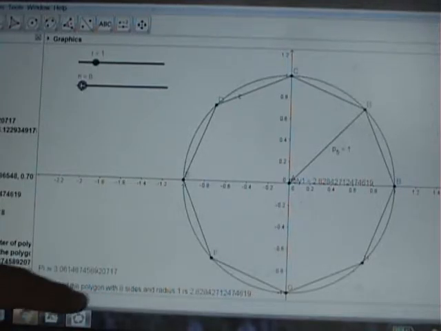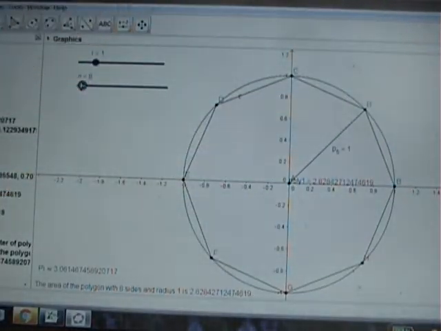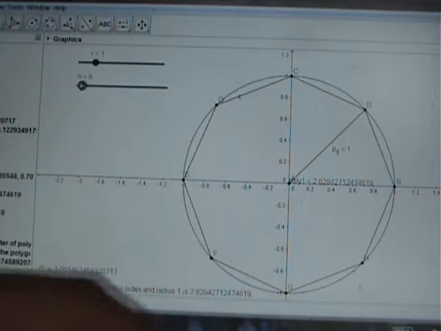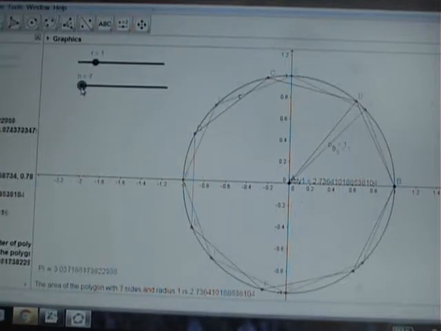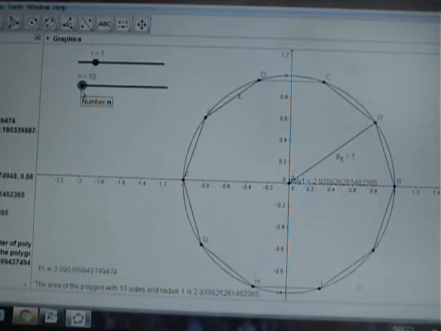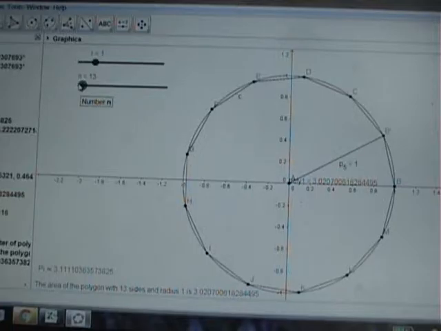Okay, and so the area of the polygon with 8 sides, radius 1, it's using the radius, and it's just trigonometry. Okay, every regular polygon is just made up of triangles. And so that's all this formula is doing, is finding the area based on that. Okay, as I increase numbers, you notice that as the vertices increase, the sides increase. What are we doing?